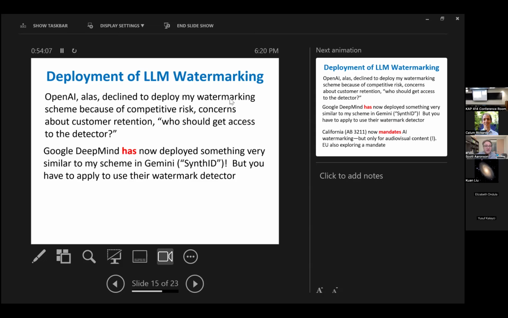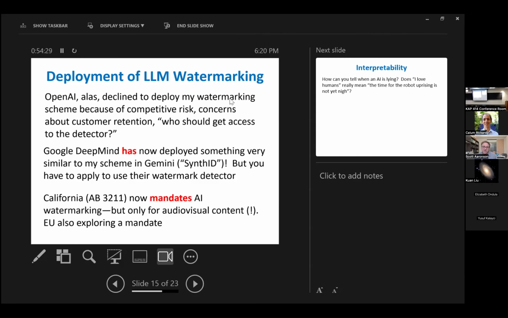So Google DeepMind has deployed something extremely similar to what I proposed in Gemini. It is part of what they call SynthID. Unfortunately, it's of limited use to most professors because you have to apply to DeepMind if you want to detect the watermark, and they've been stingy with who they give it out to. So maybe this will change.